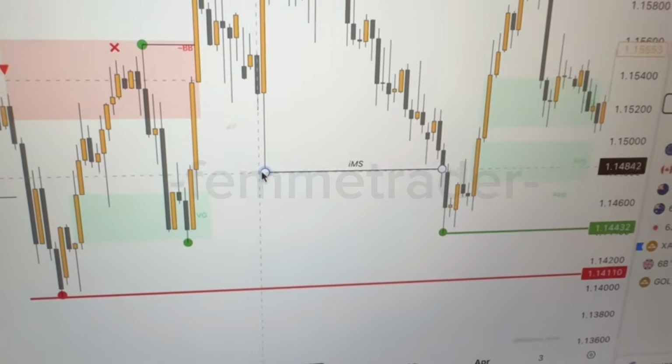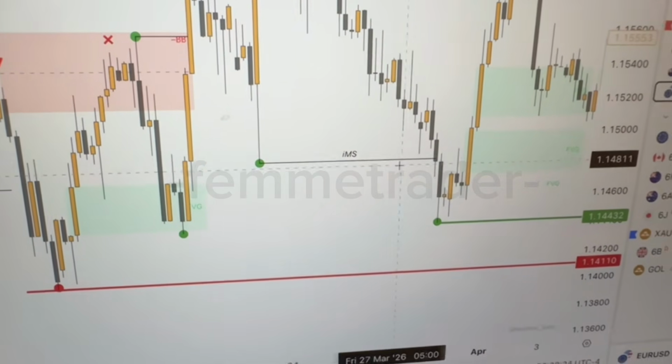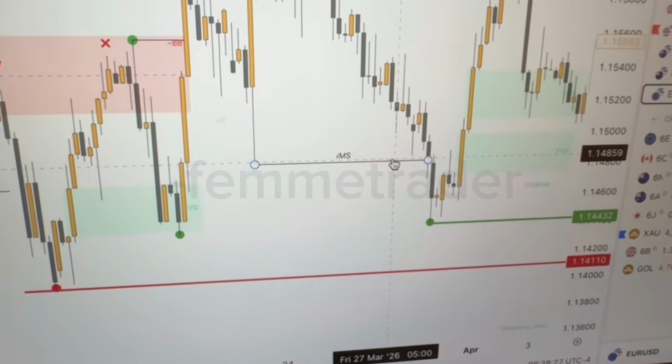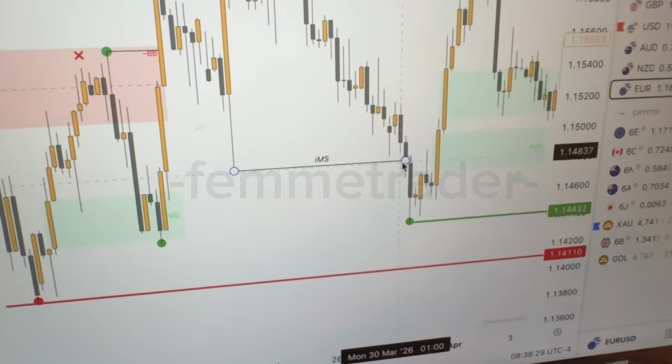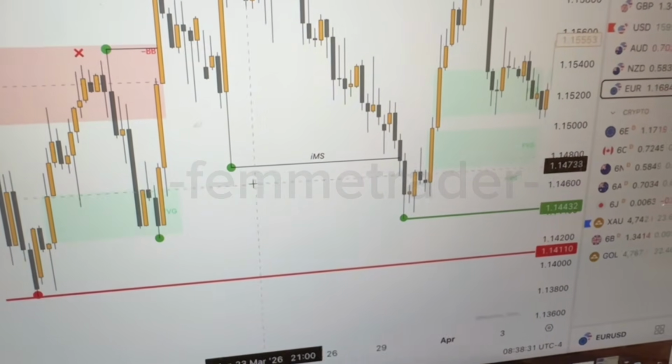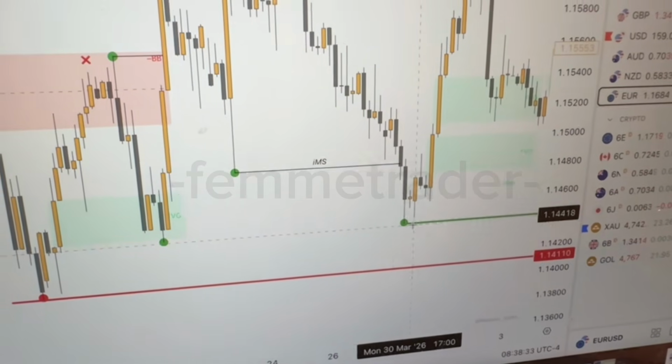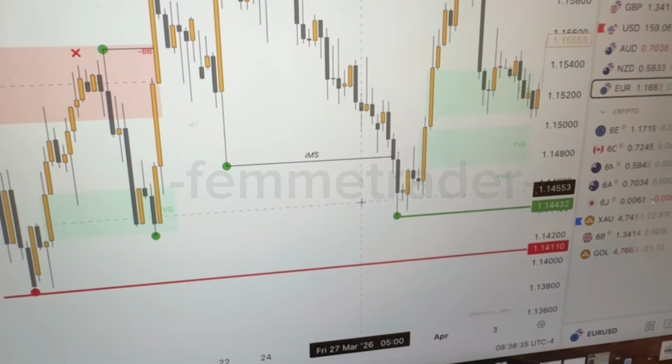So this is a change of character. You can call it market shift, but I named it my internal market shift. So it gave me this low. What that means is it took liquidity of this one, and gave me this low.